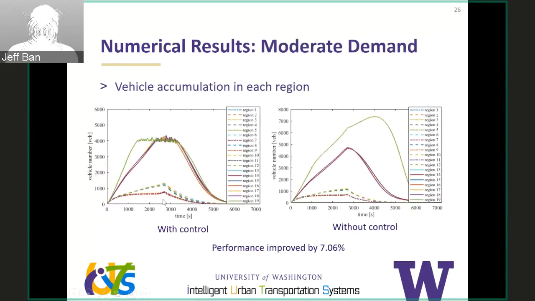So the suburban regions wouldn't have a lot of vehicles, but you can see the urban and then the downtown part has more, but you cut that, right? But if you don't have control, then some of the regions can grow to 7,000, which is way larger than what you preferably want to have, which is 4,000.